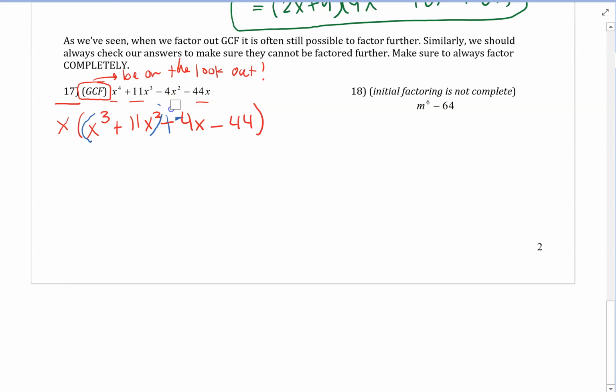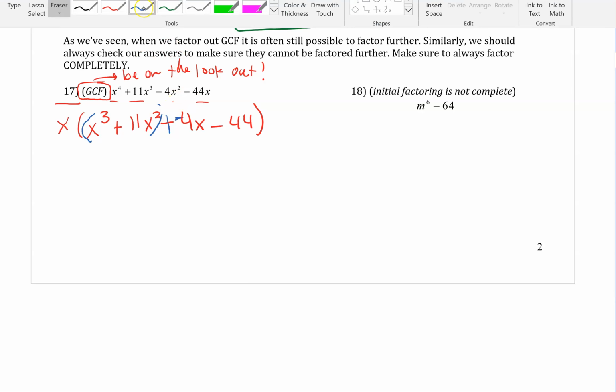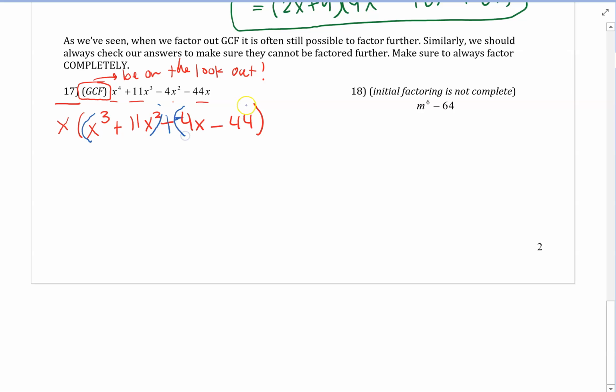Let me erase this plus sign. Because I want it to be clear that I'm still adding these terms. These terms are all being added, not multiplied. And when we write parentheses next to each other without a sign in between, it implies multiplication. That can get confusing. So these are not being multiplied, these are being added. It's just that that term was negative.